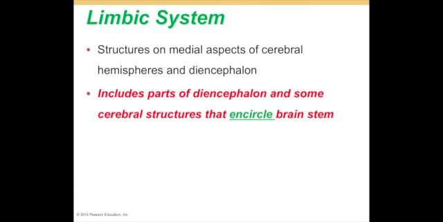The limbic system, and that means to encircle, has structures, that means little aggregations of neuronal bodies, nerve cell bodies, that are on the medial aspect of the cerebral hemispheres and the diencephalon. We remember what the diencephalon is made out of. That's the thalamus, the hypothalamus, and the epithalamus. So these are areas that include parts of the diencephalon, particularly the hypothalamus, and some of the other cerebral structures that we talked about. That's going to encircle the brain stem.